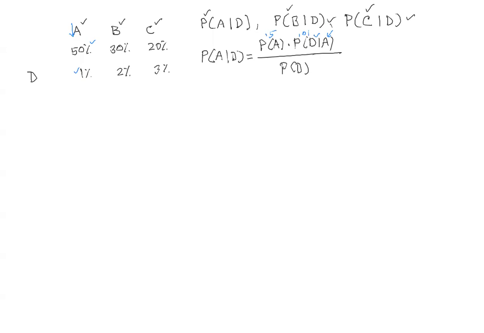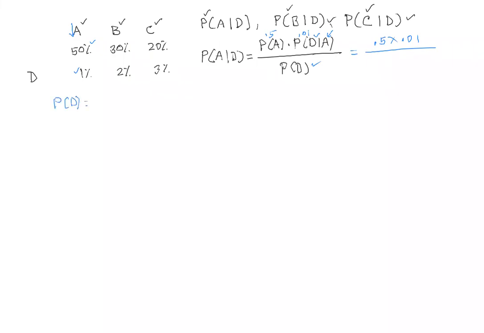So I'll just go ahead and write it here. 0.5 times 0.01. Now we need to find the probability of defective. So that's the part that we need to calculate. Okay. So probability of defective.